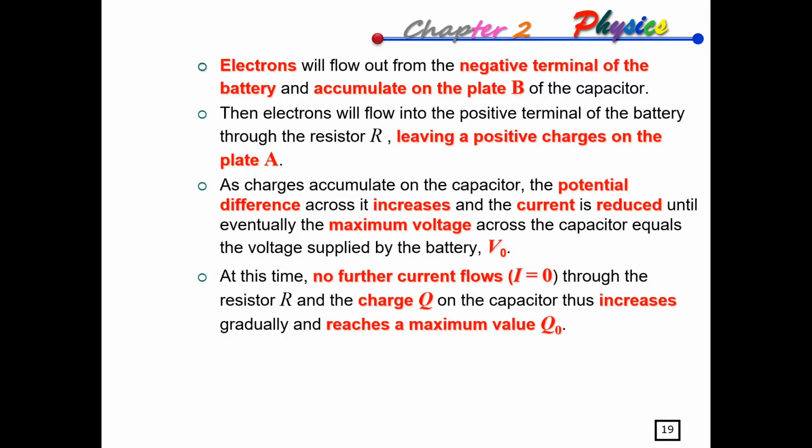At this particular time, we have to know the concept of current flow. Current will only flow if there is a potential difference. When the voltage at the capacitor and the voltage at the battery have the same value, there is no more potential difference, so no more pressure to push the electrons to flow as current. That is why there is no current flow through the resistor when the capacitor is fully charged. And we have the charge Q here. The charge on the capacitor increases until it reaches its maximum value.